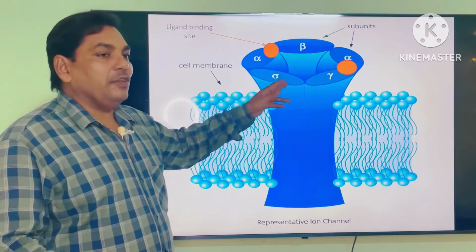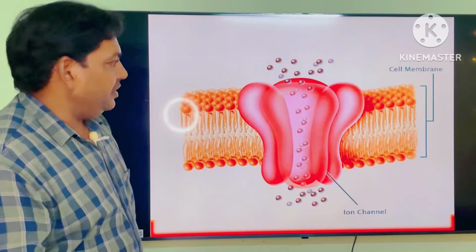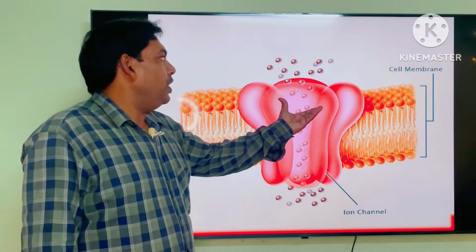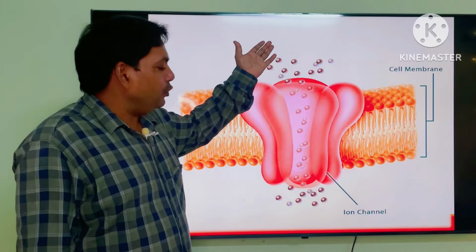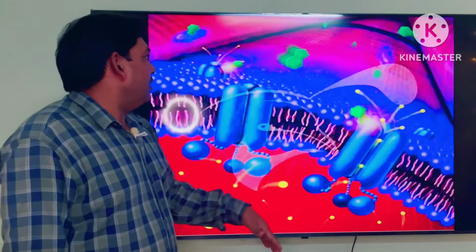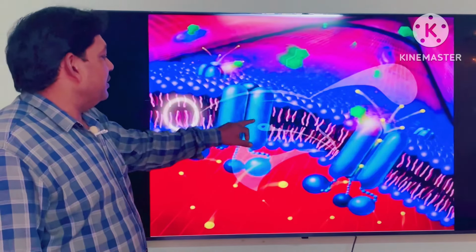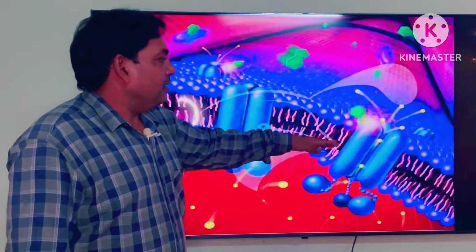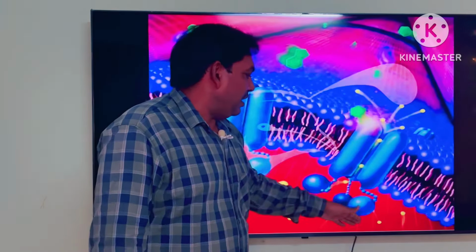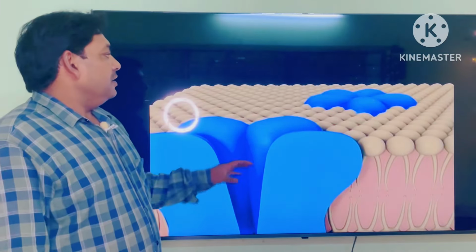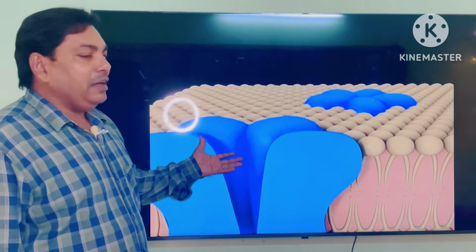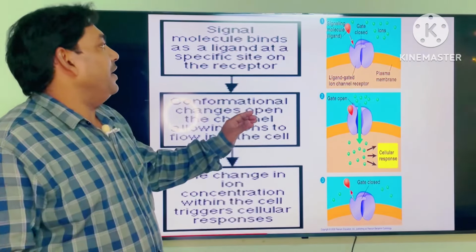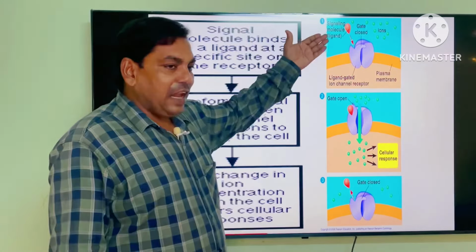After ligand binding, what will happen? You can see in the next slide. After ligand binding, the pore opens and ions pass from external to internal. This is the molecular structure that has the ionic channel. This is the ligand. After ligand binding, the ions pass from external to internal. Next, this is the molecular structure of the cell membrane, and it can be explained well by this diagram.